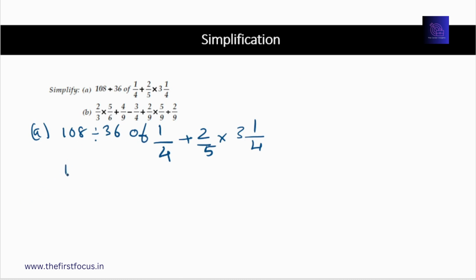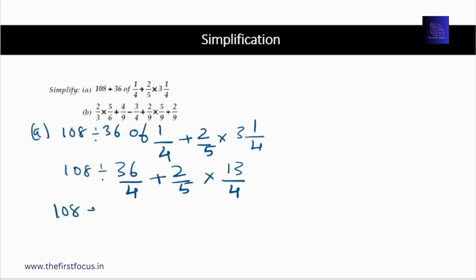So I'm going to write it like this: 108 divided by 36 by 4 plus 2 by 5 into, and I'm going to convert this mixed fraction into a simple fraction. 4 threes are 12, 12 plus 1 is 13, so 13 by 4. Next, we have 108 divided by, 4 nines are 36, so that is 9, plus 2 by 5 into 13 by 4. Now I'm going to take 2 one time and 2 two times.